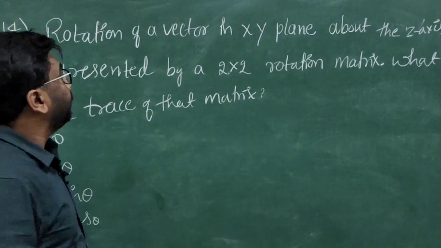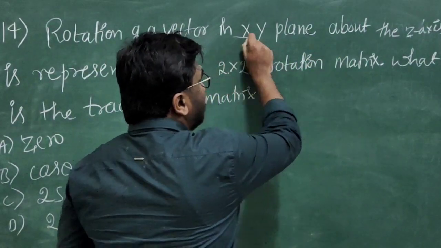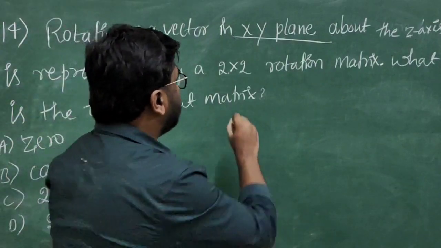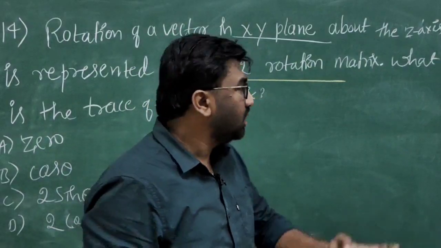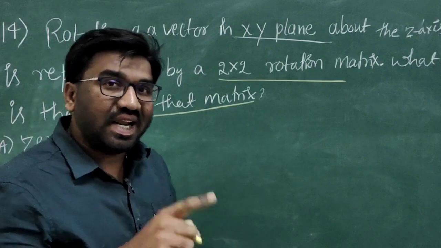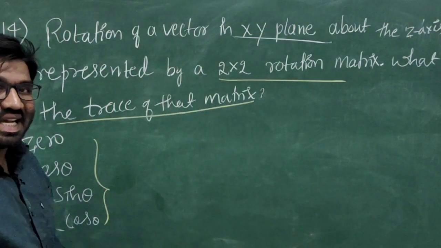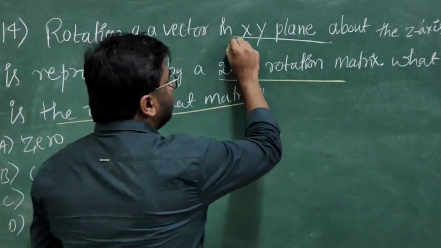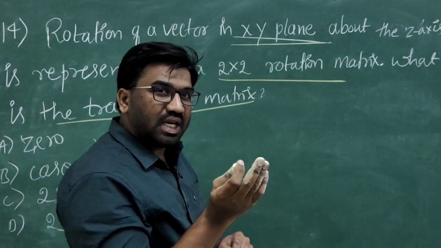Next question is, rotation of a vector in the xy plane about the z-axis is represented by a 2 cross 2 rotational matrix. So we should construct the 2 cross 2 rotational matrix, and we should also calculate the trace of that matrix, and choose which one is correct among the four options. So here they have given xy plane, about the z-axis a particle is rotating.